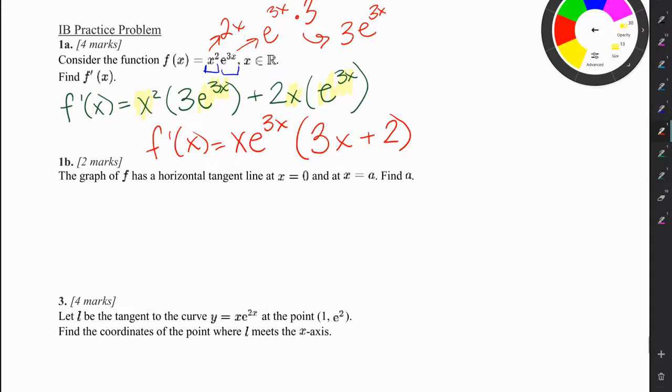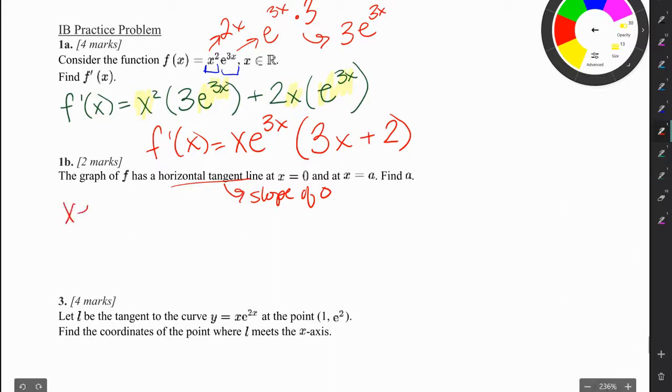The graph of f has a horizontal tangent line at x equals 0 and x equals a. Find a. So we have already factored our equation. The horizontal tangent line is when we have a slope of 0. So if I were to take each of my factors and set them equal to 0 and solve, that would give me the locations of the horizontal tangent line.